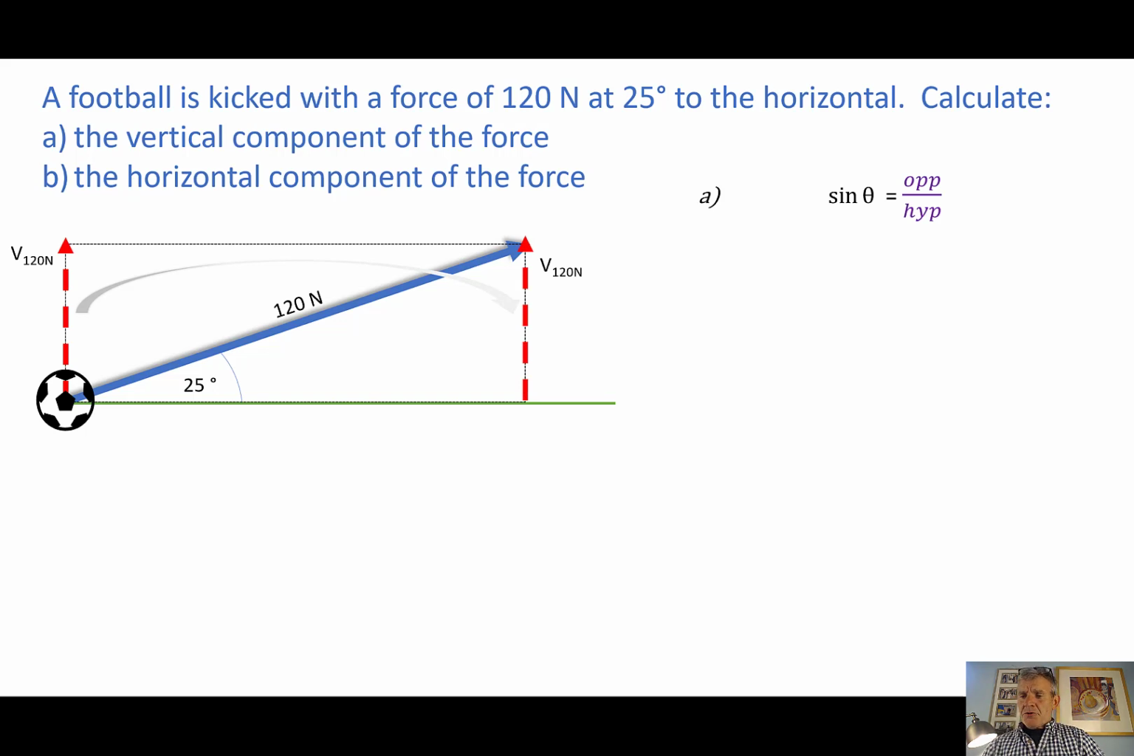Now, using trigonometry, we can say that sine theta is equal to the opposite of the angle all over the hypotenuse. Well, there's the opposite, which is the same side of the triangle as V120, and there's a hypotenuse which is the same as the 120 Newton force. Sine 25 then is equal to V120 divided by the hypotenuse 120. Reorganizing that gives us V120 is equal to 120 sine 25, and that comes out to be 51 newtons.